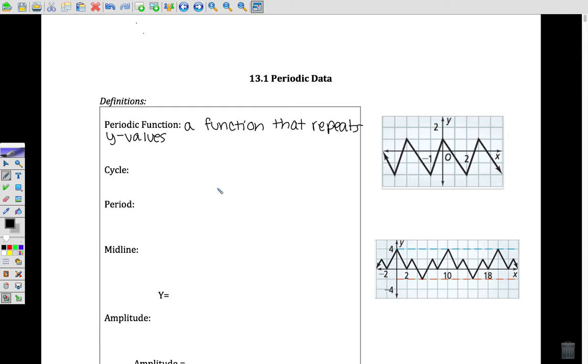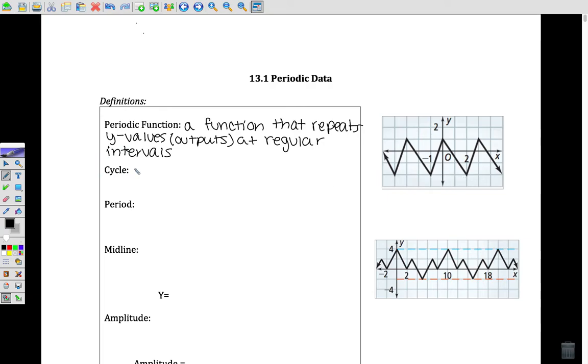Now it's also important that it repeats these y values, or our outputs, at regular intervals. So in the same amount of time, the y values are repeating. Like you can see on this graph to the right, these same y values keep repeating over and over again in the same amount of time.